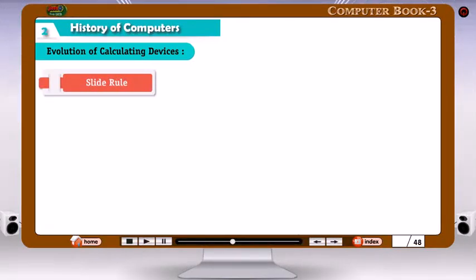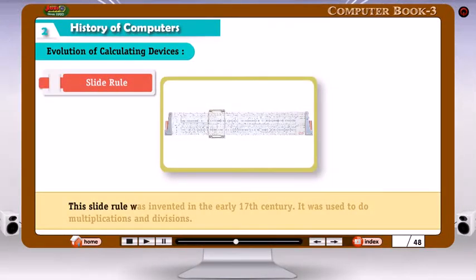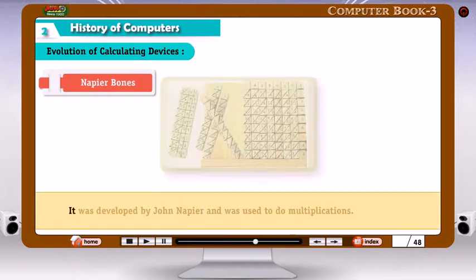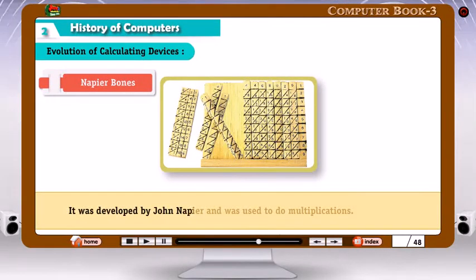Slide rule. This slide rule was invented in the early 17th century. It was used to do multiplication and division. Napier bones. It was developed by John Napier and was used to do multiplications.